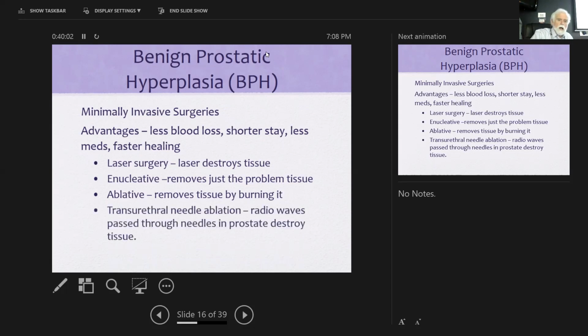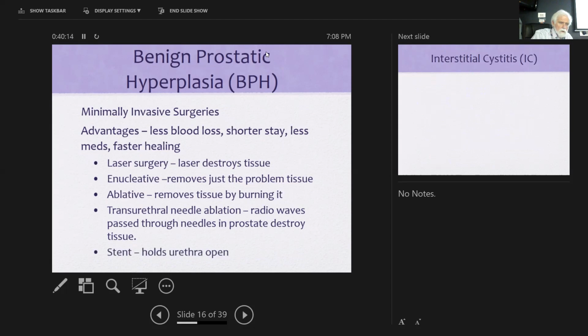These work pretty well. And there's another method using radio waves. There are others as well that can be used. We can also artificially open the urethra with a structure, a stent, just like we'd put in a heart artery, to open up that artery and allow for better blood flow.